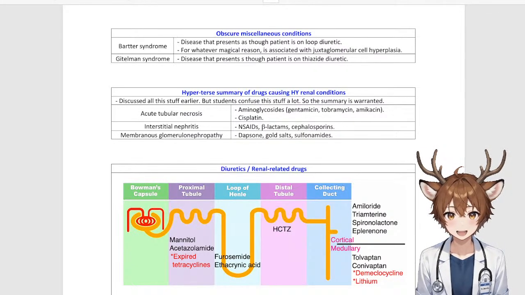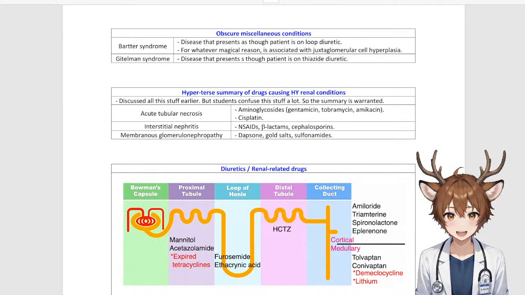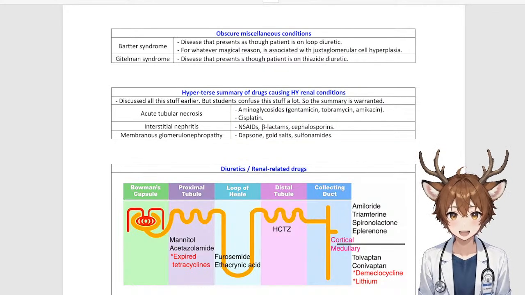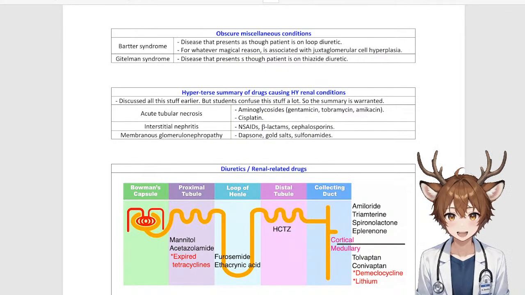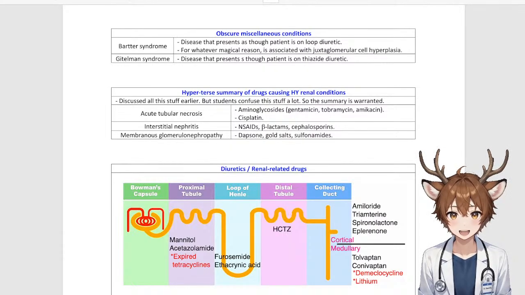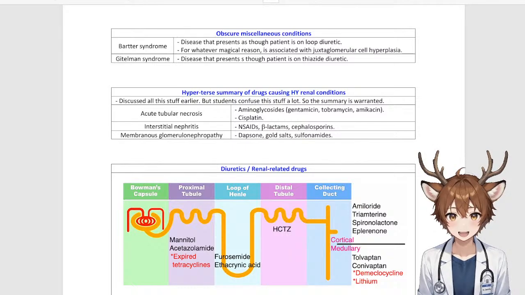Anyway, hyperterse summary of drugs causing high-yield renal conditions. We discussed all this stuff earlier, but students confuse this stuff a lot, so the summary is warranted. Acute tubular necrosis, ATN. What causes it? Aminoglycosides like gentamicin, tobramycin, amikacin, and cisplatin. Now, there are other causes for it too, but those are the drug-related causes.